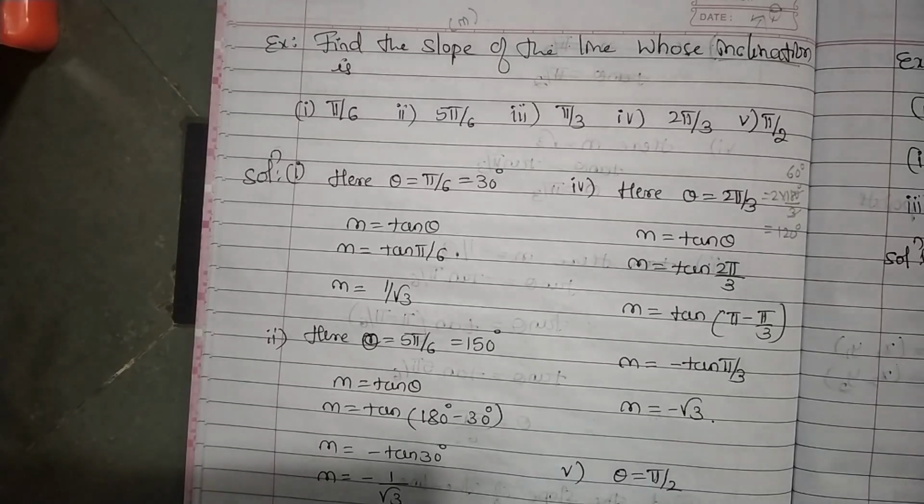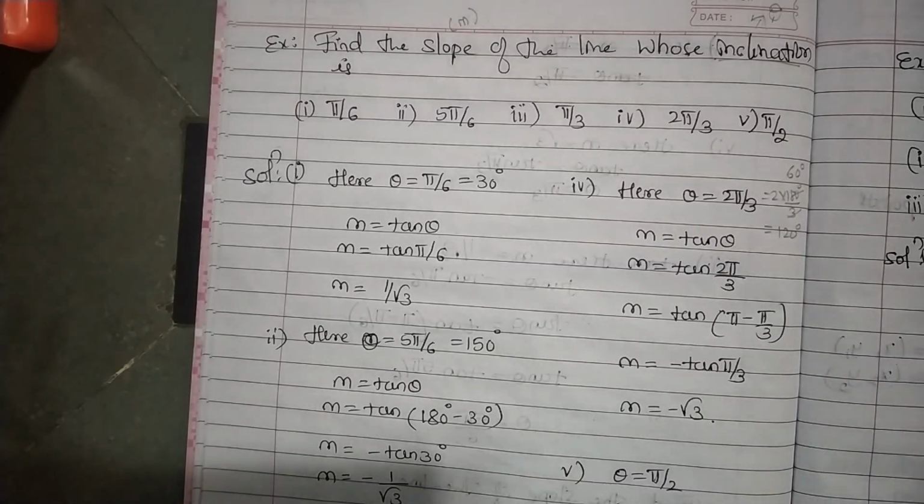If any line is parallel to x-axis, then the angle between those two lines is 0. Therefore, m is equal to tan 0 is 0. In particular, what is the slope of x-axis? That is 0 because x-axis is parallel to itself. Therefore, angle between them is 0. Therefore, slope of x-axis is 0.